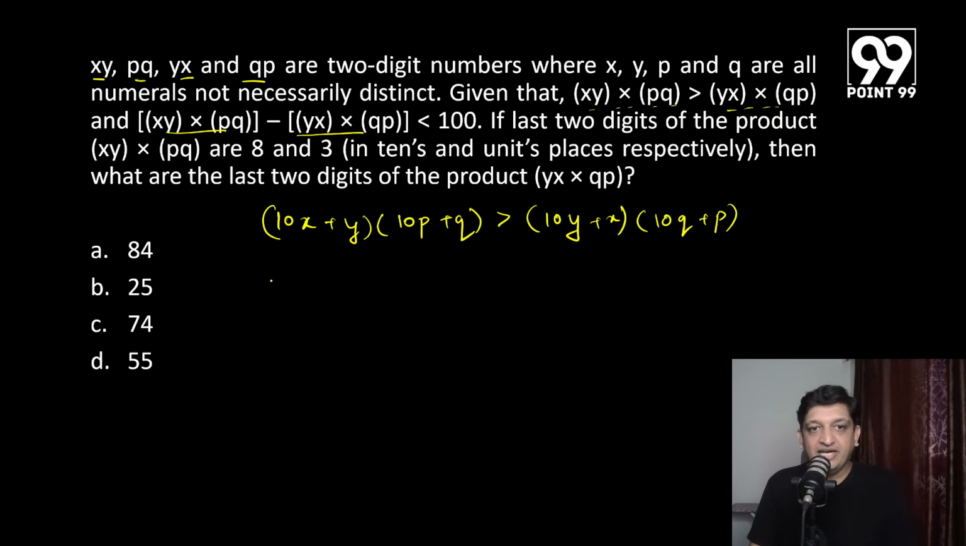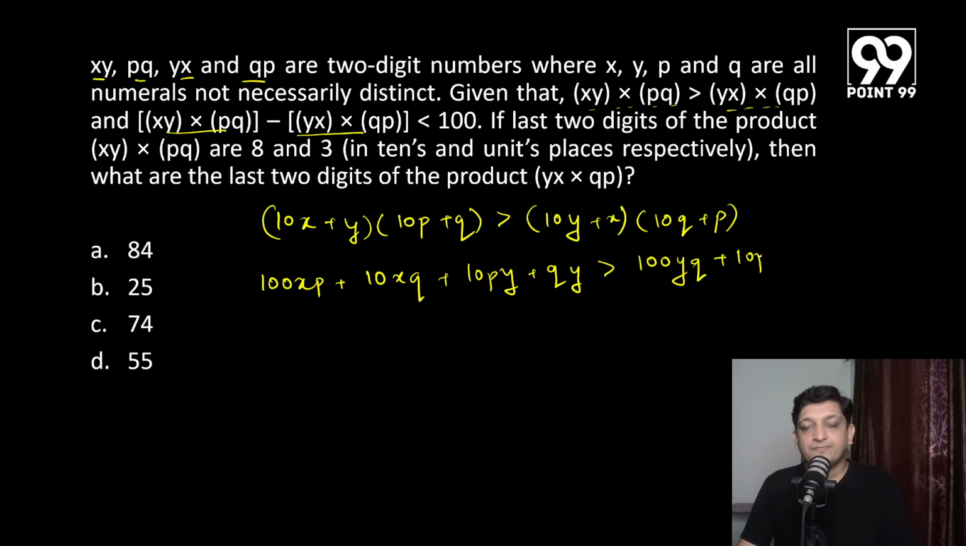Now if I just expand this, I am going to get 10x into 10p, I can write this as 100xp plus 10xq plus 10py plus qy. This will be greater than 10y into 10q, so 100yq plus 10py plus 10xq plus px.